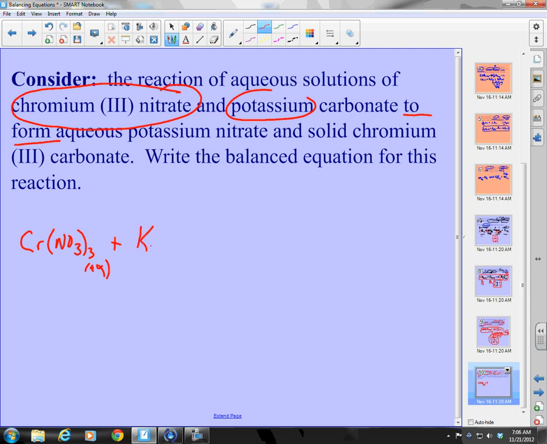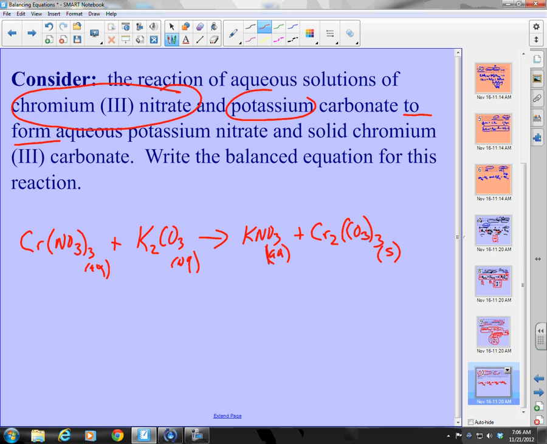Potassium carbonate, it's aqueous, and it's going to form what? Aqueous potassium nitrate, KNO3, aqueous. Plus solid chromium-3 carbonate. And like I say, you really need to know your polyatomics to get this stuff right. Because if you do not write your formulae correctly, you have no chance of getting the equation balanced properly.